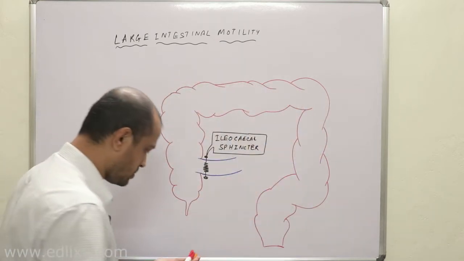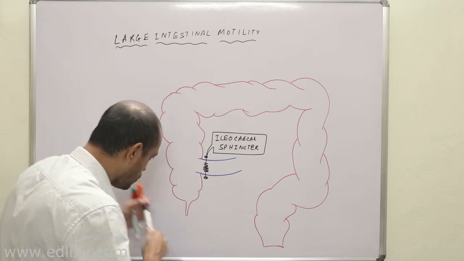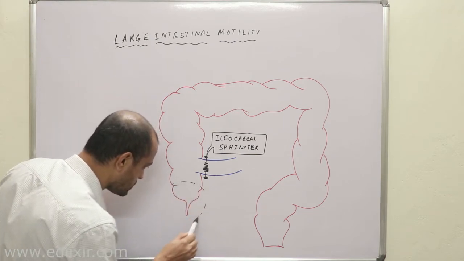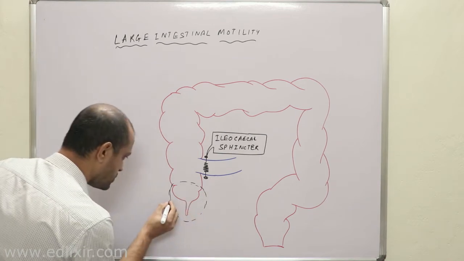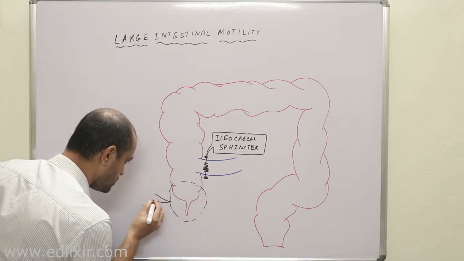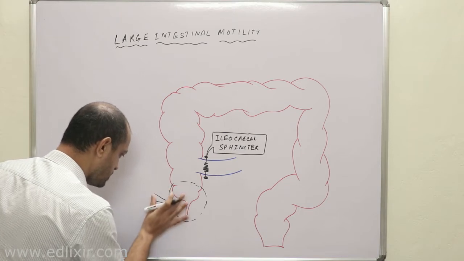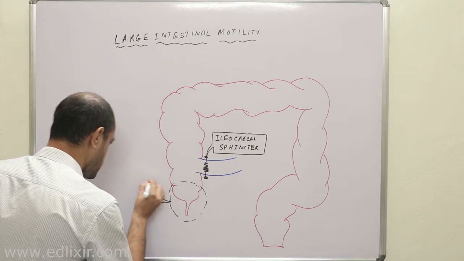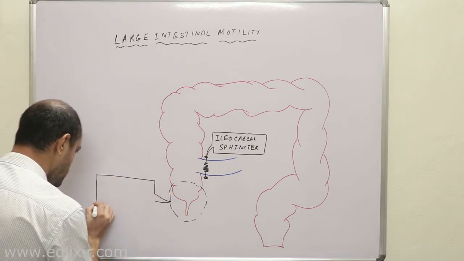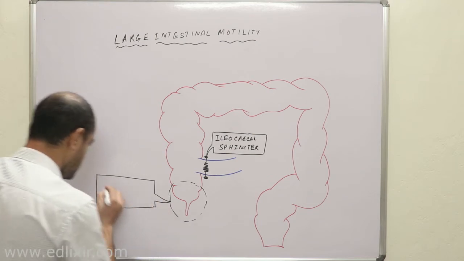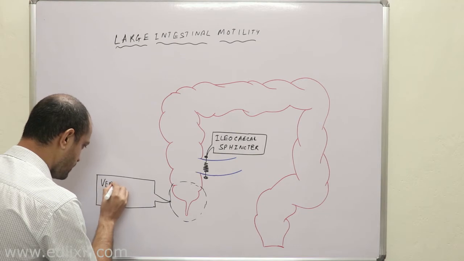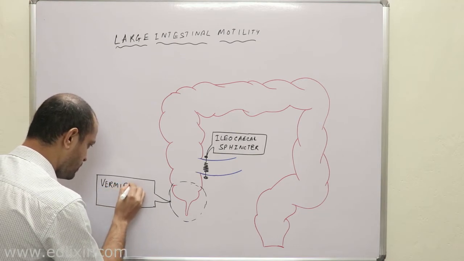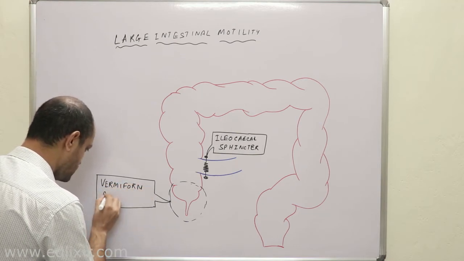Okay, now listen with all your attention. What is this area? This is our rectum. Now listen, this is our vermiform appendix, or simply appendix.